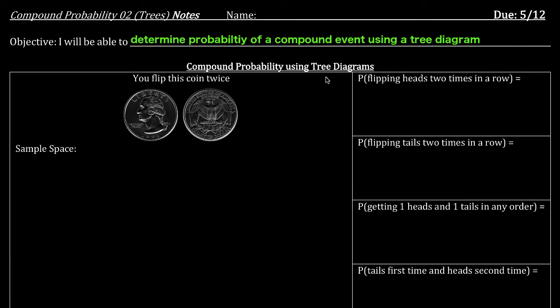All right, so in this lesson, even though I spelled this wrong, this should say probability. That should be the I, and that should be the T. So we're going to determine the probability of a compound event using a tree diagram.